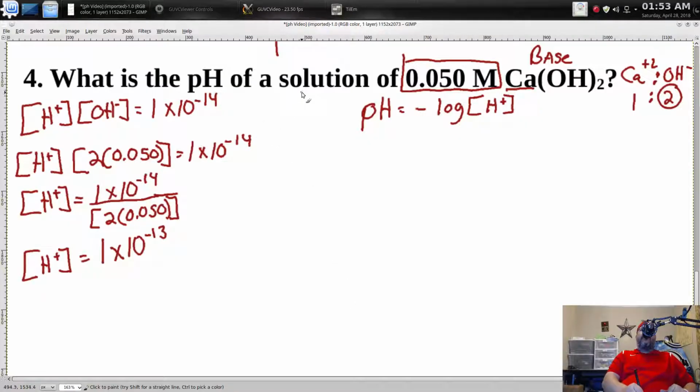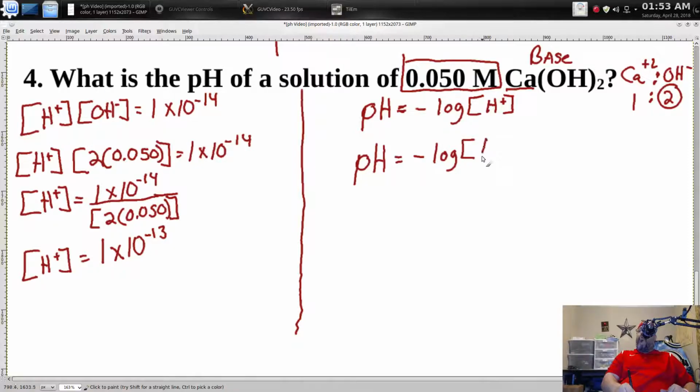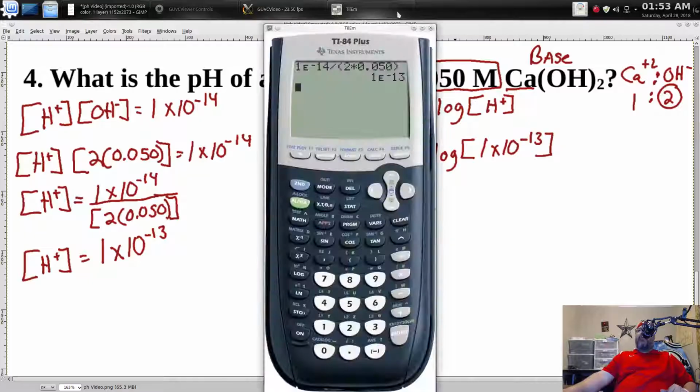Alright, so let's go ahead and finish this up now. We have a hydrogen ion concentration, so let's plug that into our formula for pH. So we have pH equals the negative log of the hydrogen ion concentration. So that's pH equals the negative log of 1 times 10 to the negative 13. Close bracket. Alright, let's punch that into our handy dandy calculator.